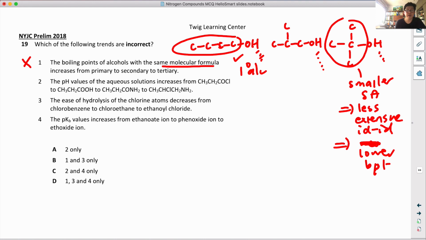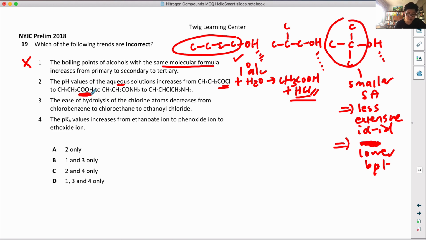Okay, the pH values of the aqueous solutions increases, which means it becomes more and more basic, right? So the first one is the acyl chloride. So remember acyl chloride in the aqueous solution, because they already mentioned in aqueous solution, means in water, all right, in water, you form CH3COOH plus HCl. So this is very acidic because of the HCl. All right, then this one carboxylic acid, slightly less acidic compared to acyl chloride, which produces HCl, so acyl chloride is actually going to be most acidic.